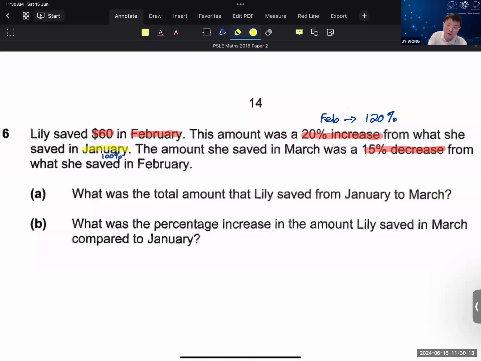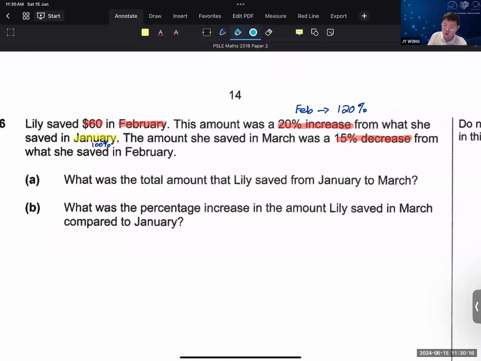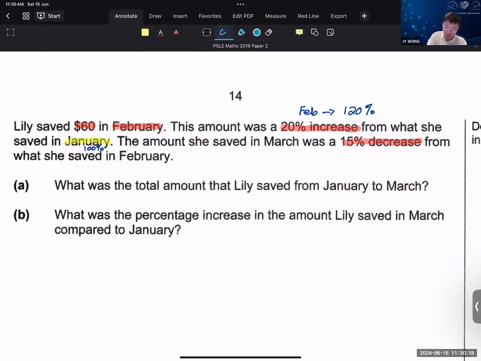Your earlier month, generally speaking, is your 100%. Now, the tricky part is this, where they tell you that the amount she saved in March was a 15% decrease. And this is where students tell me March is 105% because 120 minus 15. Correct or wrong? Wrong. If you did it this way, you will get the wrong answer. Okay, that is not how percentage comparison works. You cannot straight away take 120% minus 15% because they have different denominators.